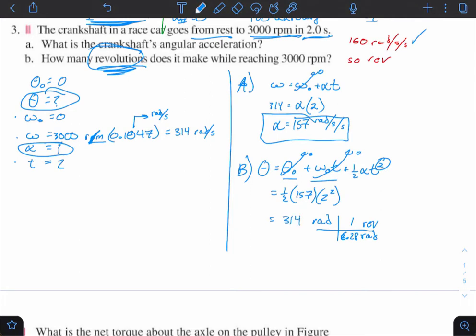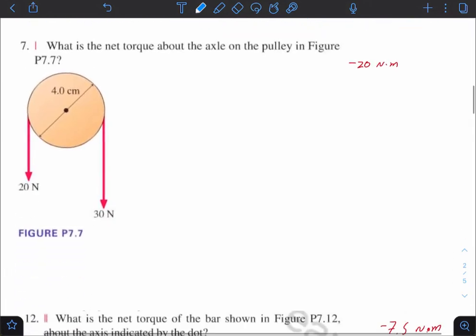314 radians divided by 6.28 should give you, oh wow, exactly 50. I get 50.0 revolutions, which the answer key agrees with. Fantastic. All right, next problem, number 7.